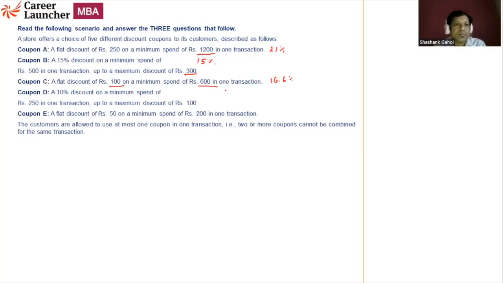10% flat discount. Okay. So minimum spend of 250, and maximum discount is 100. So it is 10% only. And 50 on a minimum expenditure of 200. So that's going to be 25%. I am talking about the maximum discount percentages. It can be less than that as well. For example, if we are talking about this 100 on 600, it is 16.6. But if you are spending 1000 rupees and taking this discount, still you can't get more than 100 rupees. So in that case, the discount percent is going to be 10%.